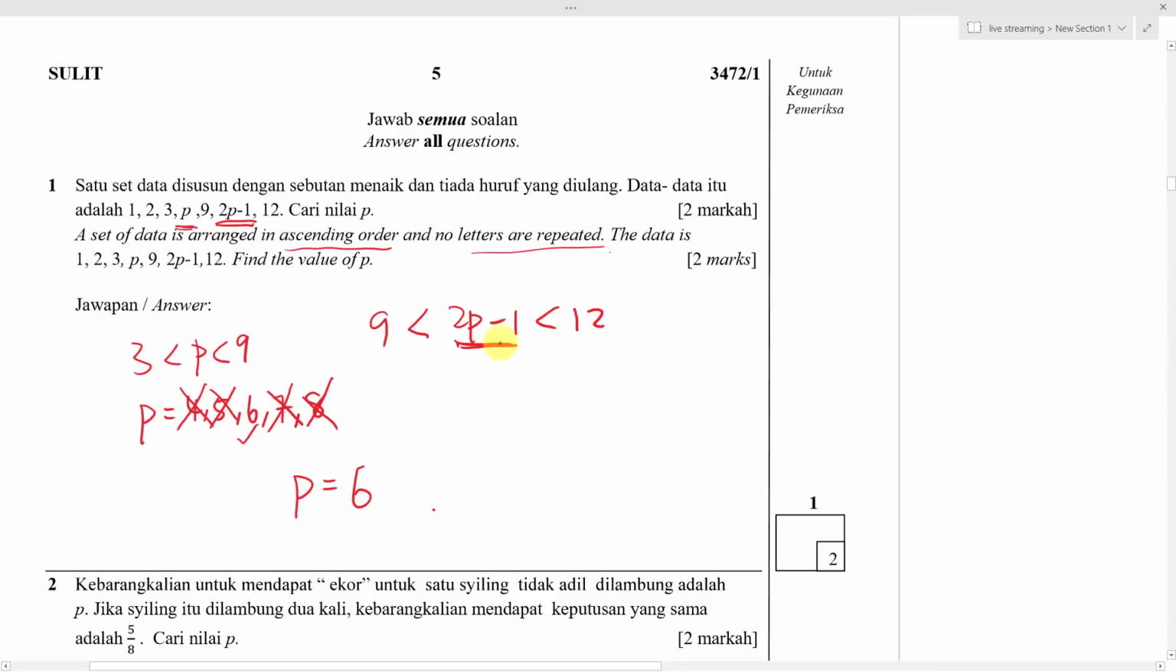Let's say 2p minus 1, right? I move the negative 1 to both sides, then it will be 13. 2p, this one will be 10, right? And then I divide by 2 for the whole inequality, I will get 6.5 and 5. If I divide by 2 for all, then you can realize you want a number between 6.5 and 5, so therefore P is 6. Yeah, this is one of the ways also if you can do the inequality.